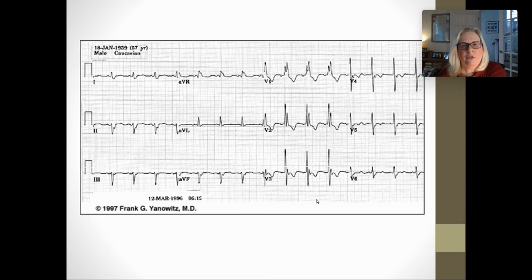Okay, you should see those jump out at you. Do you see the rabbit ears, V1 and V2? I'll circle them for you. Here's rabbit ears here and rabbit ears here, also called an RSR. A little bit of rabbit ear here too. This is a right bundle branch block. Right away, you should see the rabbit ears in V1 and V2 and know that this is a right bundle branch.